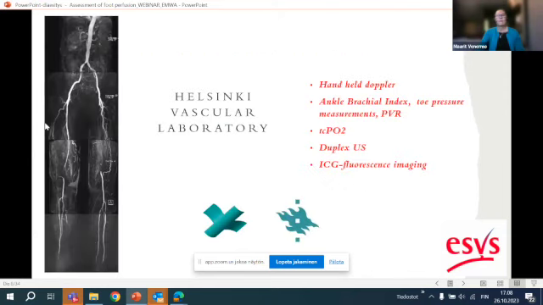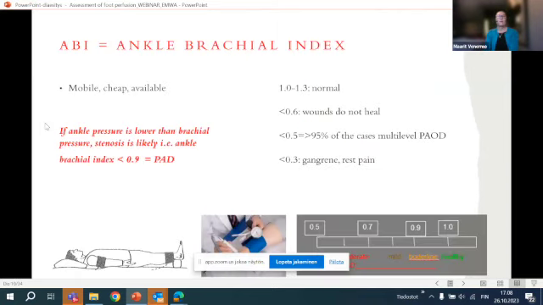In Helsinki University Hospital Vascular Laboratory, we use handheld Doppler. We measure ABI, toe pressure, PVR, TcPO2. We use duplex ultrasound as well as, in some patients, indocyanine green fluorescence imaging. Well, the basic measurement is ABI. It's mobile, it's cheap, it's available.